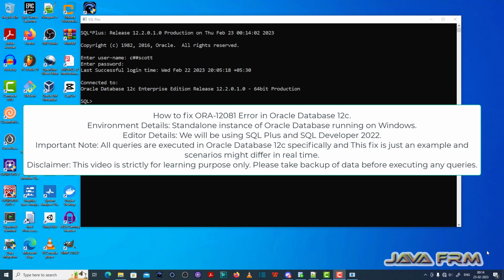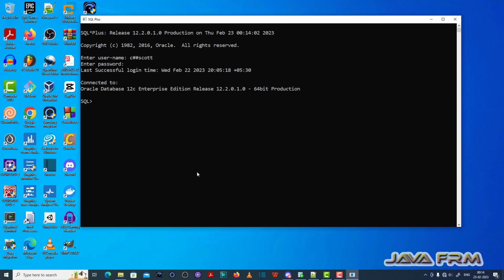I am going to show you how to fix the ORA-12081 error in Oracle Database 12c. Here you can see that I have already logged into the SQL Plus editor as a common user called Scott. Now I am going to write one alter query: alter table person read only. Enter. You can see the table is altered. Now the table is read only.